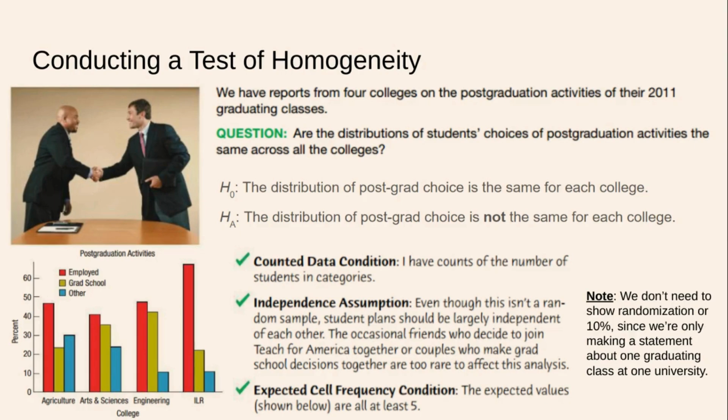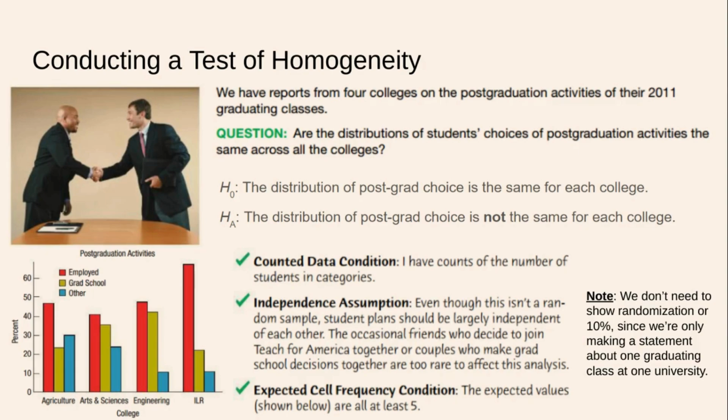So our data need to be counts. We also need to be able to assume independence. That's where things get a little shaky. We'll get into that in just a moment. Expected cell frequency condition: the expected values are all at least 5. All right? And it says shown below. It's obviously not shown below. You're just going to need to trust me on that. They're all at least 5.